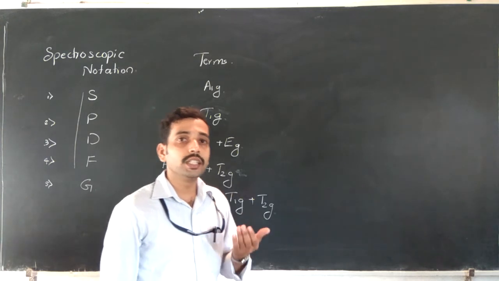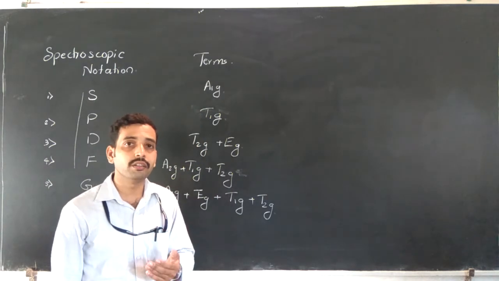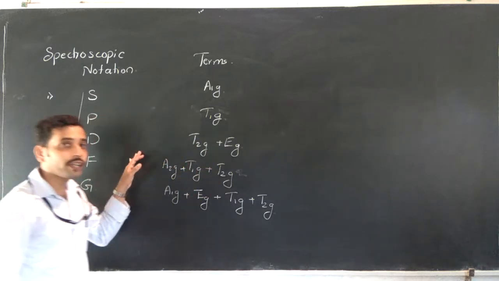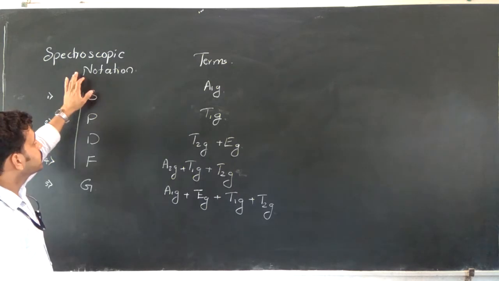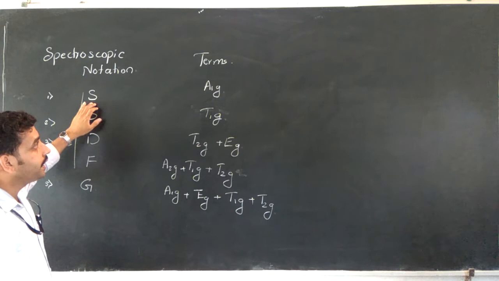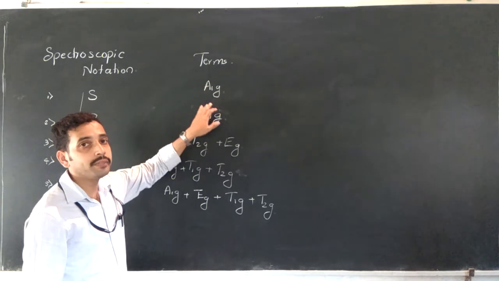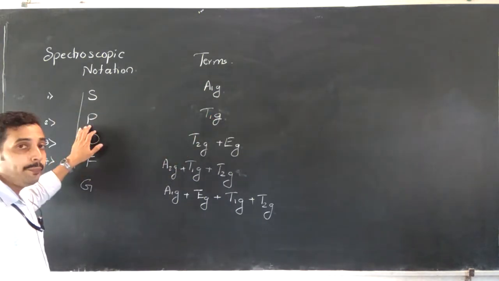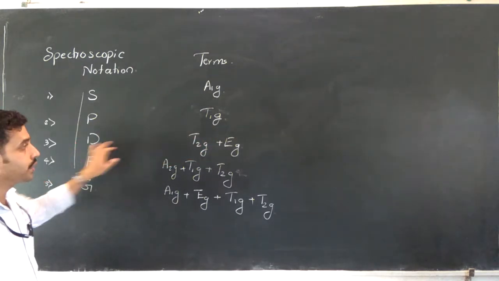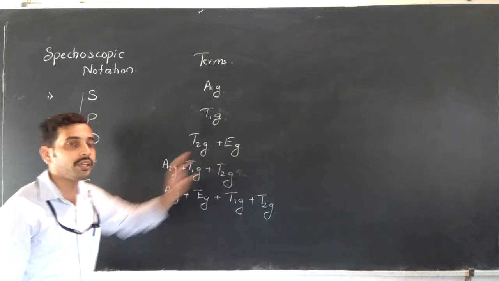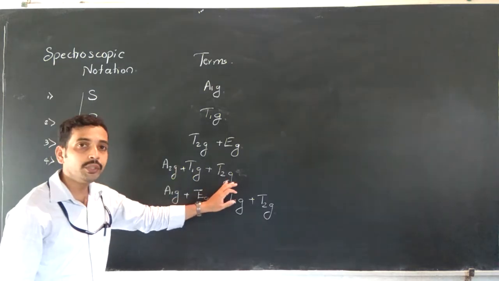Suppose the spectroscopic term is D, what are the Mulliken terms involved in that? Before that, I will explain the terms as well as spectroscopic notation. Suppose the spectroscopic notation is S, it has A1g symmetry, or the Mulliken term is A1g. If P spectroscopic notation, that is T1g. D spectroscopic notation is T2g and Eg symmetry. If the spectroscopic notation is F, that is A2g, T1g, T2g symmetry.